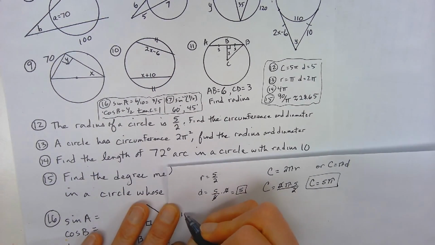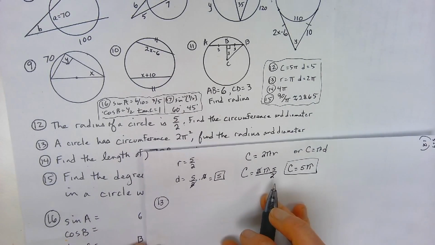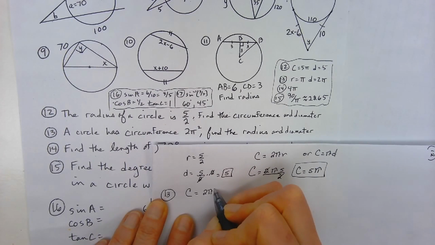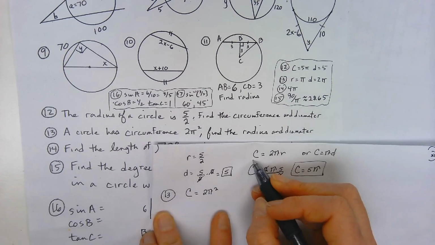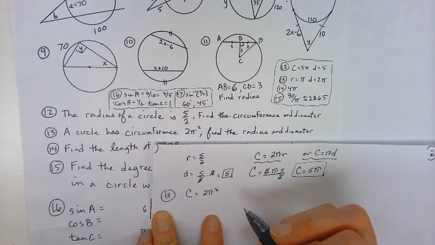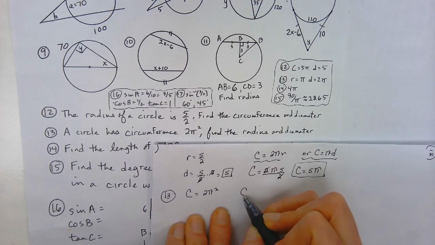Number 13. A circle has circumference 2 pi squared. Find the radius and the diameter. Now here are the formulas. So I'm going to use this formula. I'm going to rewrite this very carefully here.